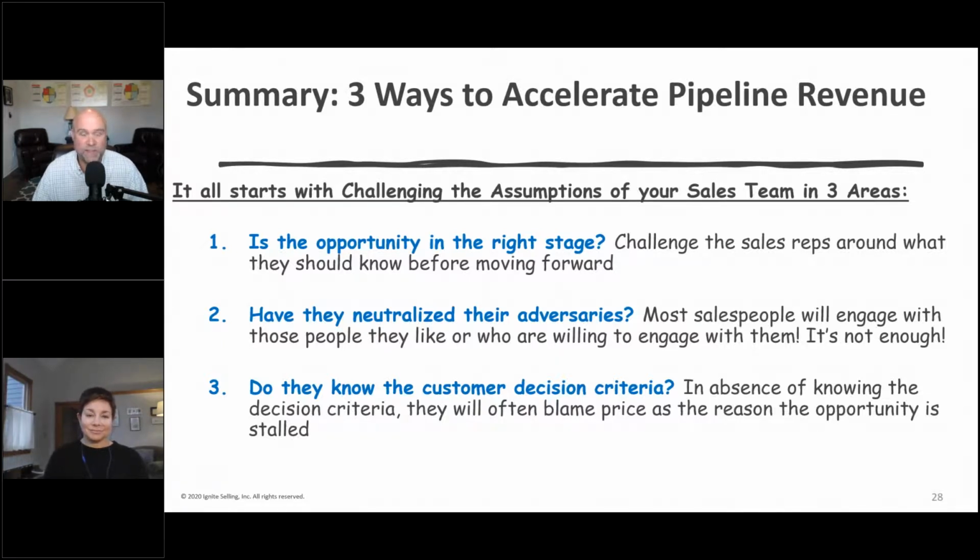Simply knowing they've identified the key influencers, but not challenging their assumptions around how do you know these really are the influencers, is a big deal. Have they neutralized their adversaries? How do they know? Most salespeople will engage with those people, as Meredith said earlier, who like or are willing to engage with them. It's not enough. And then finally, do they know the customer's decision criteria? In the absence of knowing this, they will often blame price as the reason why the opportunity is stalled or maybe even lost.